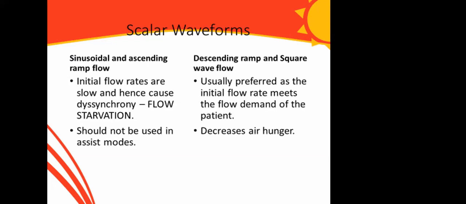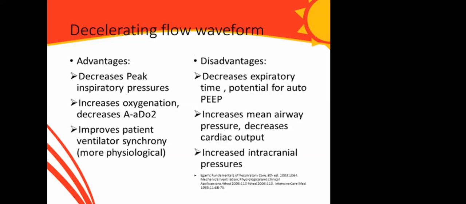All right, the descending ramp that we mentioned before is usually the preferred waveform, and the initial flow rate meets the flow demand of the patient, decreases air hunger, and the pressure reduces as you go on. Okay, deceleration flow waveform, I mentioned this before. It decreases peak inspiratory pressure, therefore reducing the risk of barotrauma. It decreases the oxygenation index. It also increases alveolar-arterial oxygen delivery.